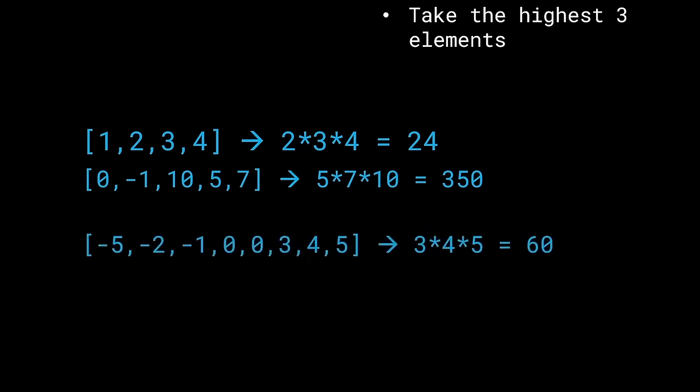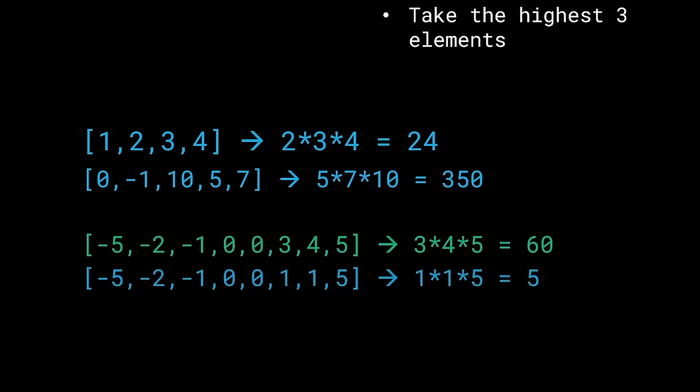So let's say that the case is -5, -2, 1, 0, 0, 3, 4, 5. In this case, the logic works perfectly because we take the highest three elements, 3, 4, 5, multiply them together and get 60 as the answer. Right, so this makes sense. Our logic is making sense for all of these three test cases. So we'll mark this as green and take another test case. As I mentioned, it is always a good idea to find test cases for which this logic might not work.